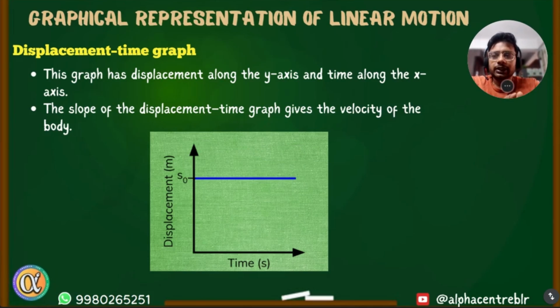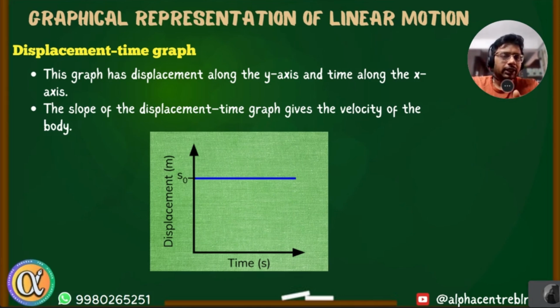Today the topic for discussion is graphical representation of linear motion. Before we start with this topic, I would briefly like to understand from you: can you explain what are the different types of motion which we have studied in this chapter?